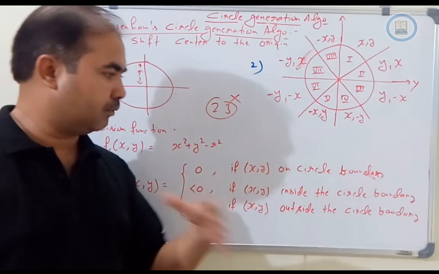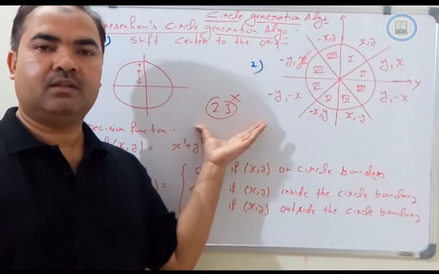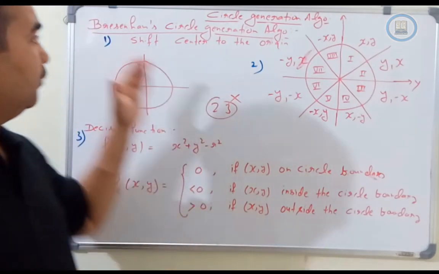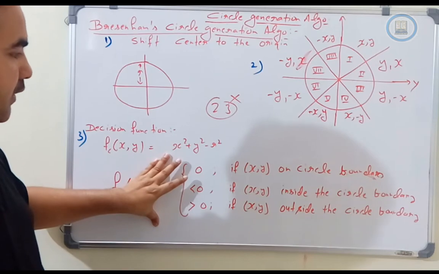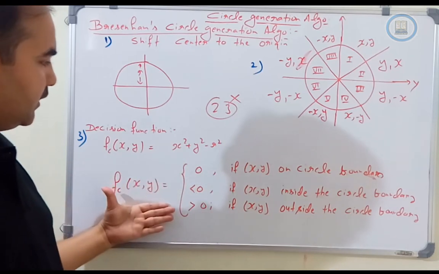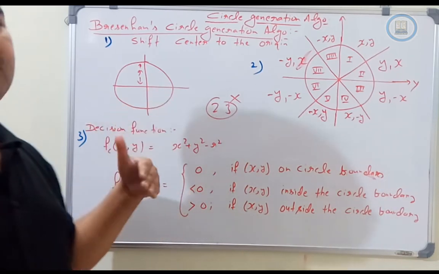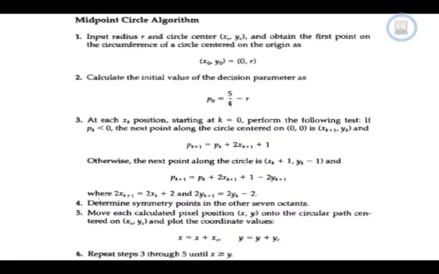So now we will discuss the pseudocode for the midpoint circle generation algorithm. This Bresenham circle generation algorithm is also called the midpoint circle generation algorithm, based upon this decision parameter. These are the steps for the pseudocode, or you can say the algorithm.